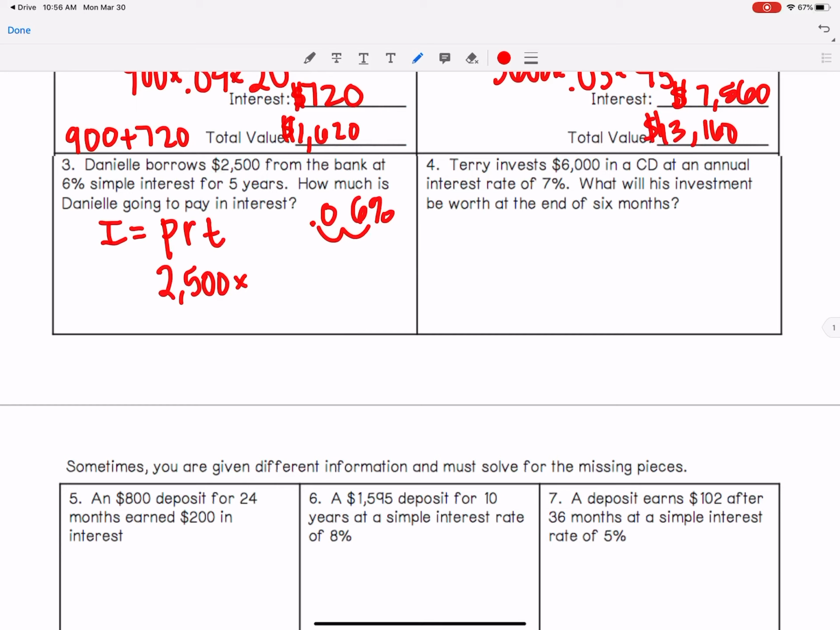0.06. So I'm going to do 2,500 times 0.06 times however many years. We have 5 years. Well, if I type all of those in my calculator, 2,500 times 0.06 times 5, that gives me $750. So that's my answer. That's how much interest would be paid. That's how much she would have to pay.